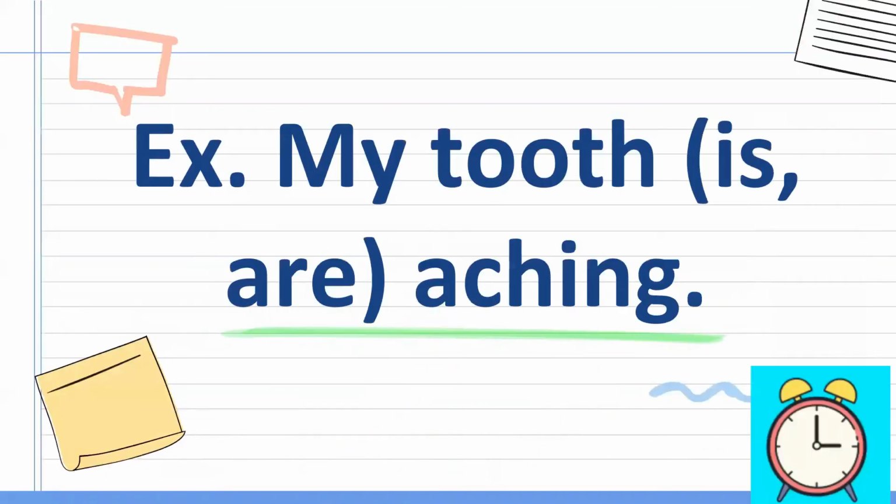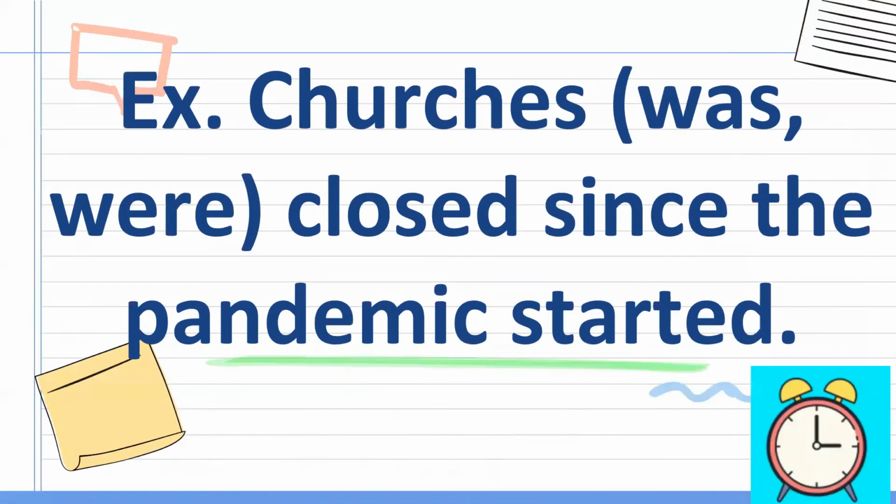My tooth is or are aching. What is the correct verb in this sentence? The correct answer is is, because tooth is singular. Next, churches were closed since the pandemic started. The correct verb for this one is were, because churches is plural.